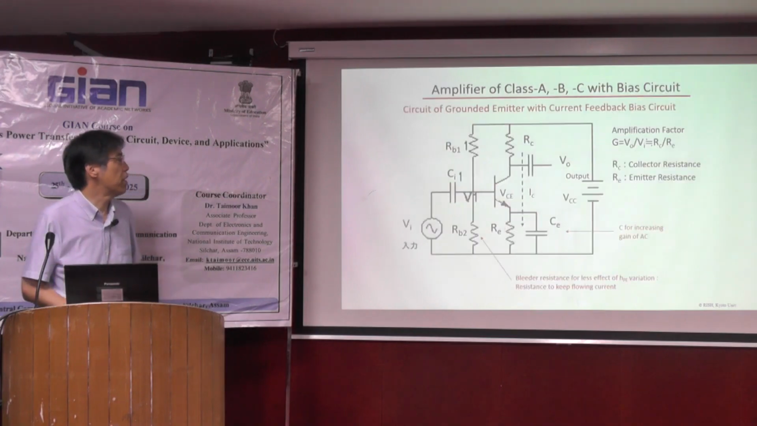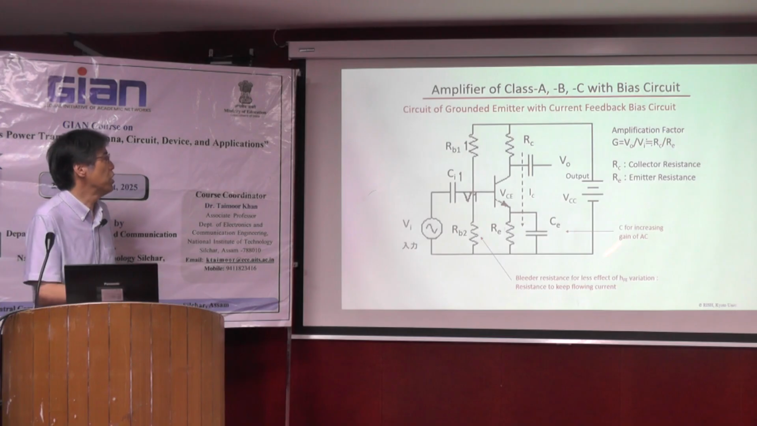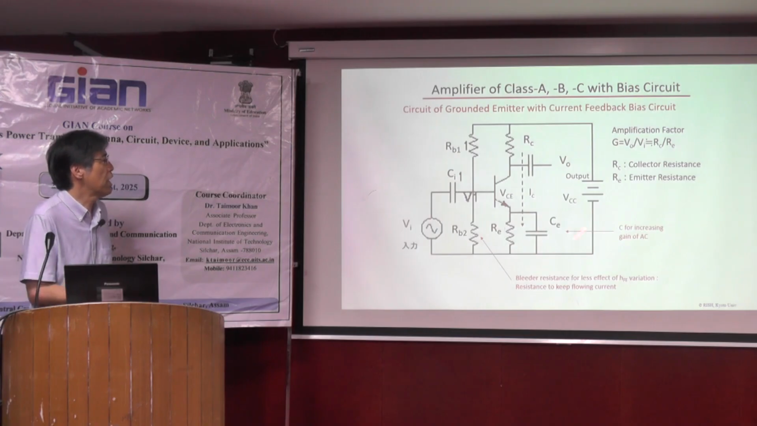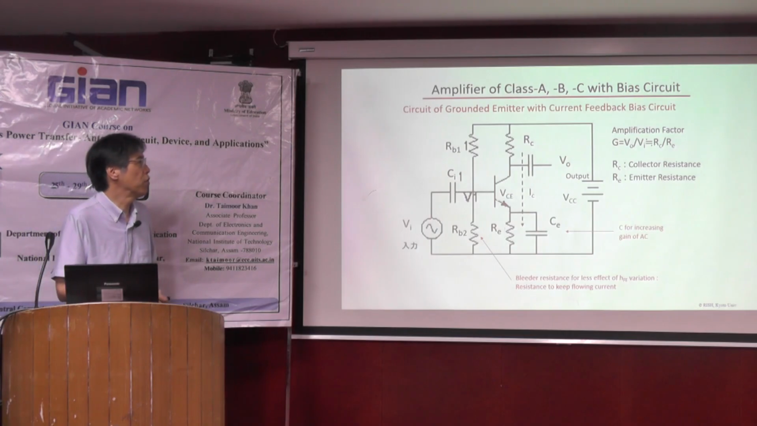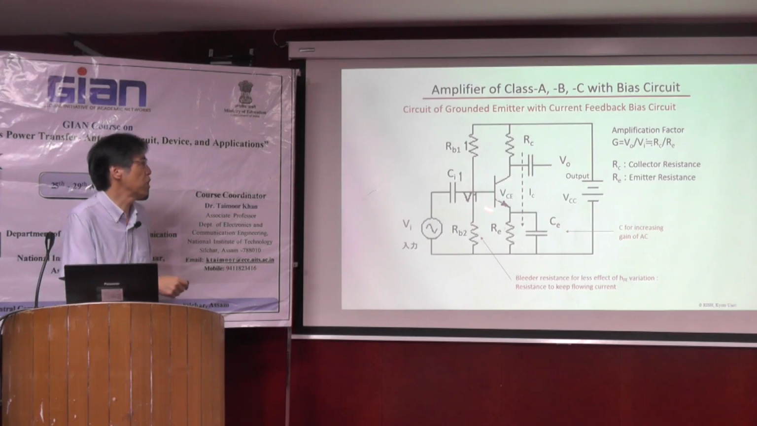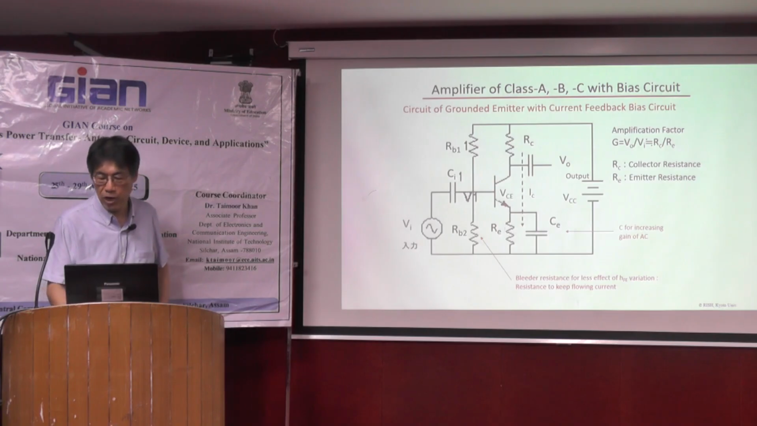So in reality, we usually use this circuit. We add some bias line or a feedback loop to stabilize this circuit, etc. So with this circuit, we can develop the basic amplifier of class ABC. And as I mentioned, in class ABC, the circuit is the same. So the difference is just the bias voltage added to this semiconductor.